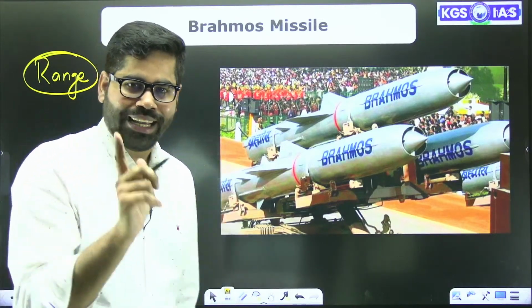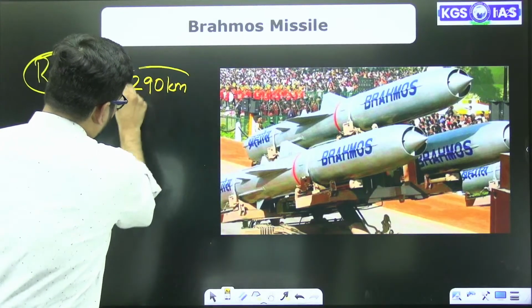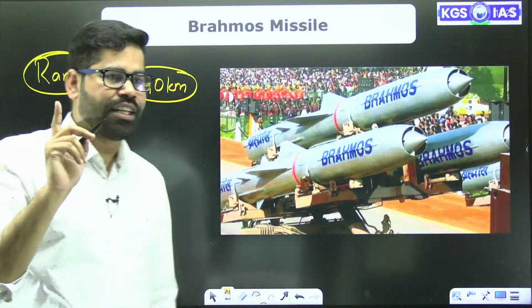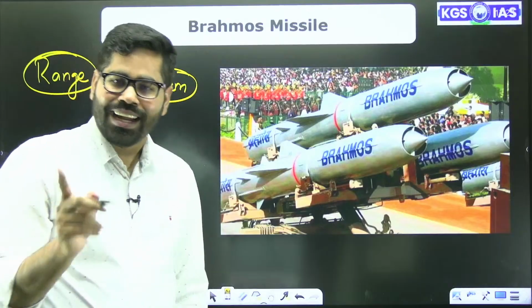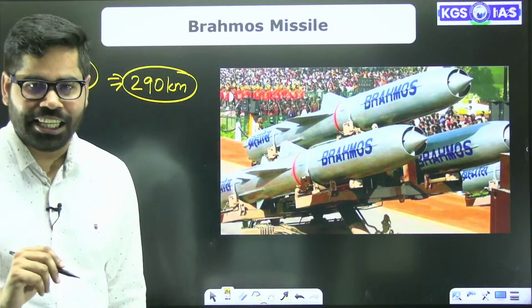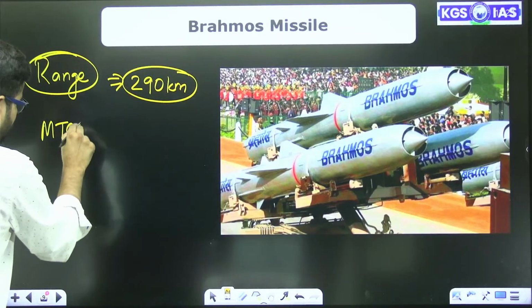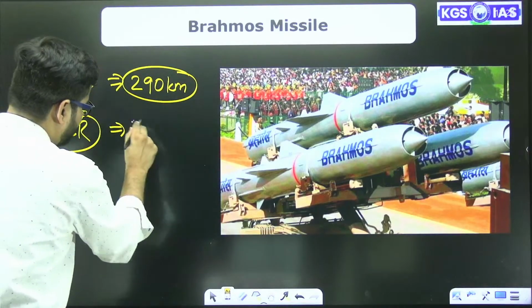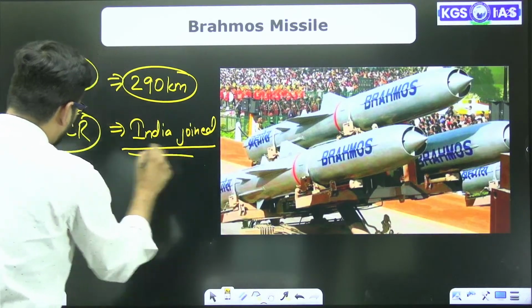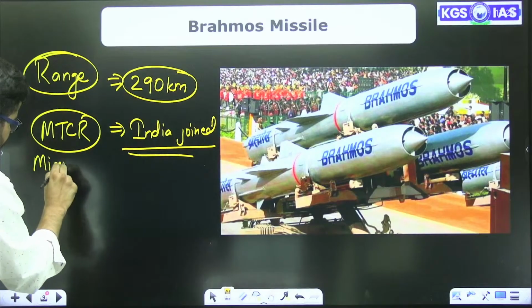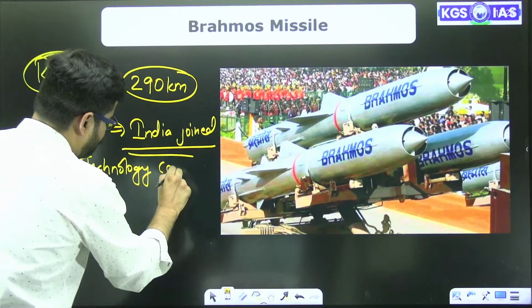So see, initially its range was 290 kilometer. That was the original range, not 3000 kilometer. No, it's not 3000 kilometer. Its original range was 290 kilometer. But later on, India joined the MTCR, the Missile Technology Control Regime.